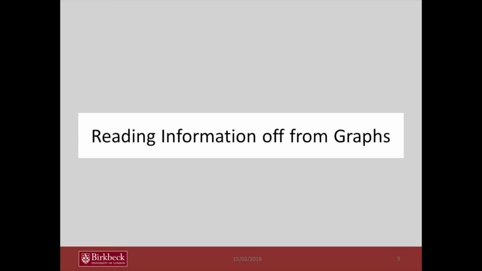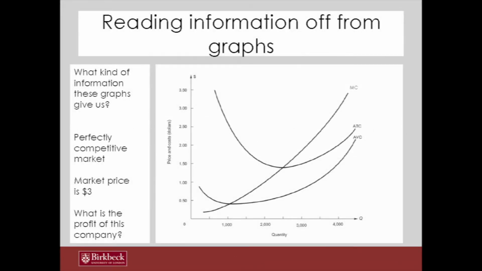So what I would like to talk about in the last slide is how we can read information off from a graph. Now, so far we only looked at linear graphs, but not everything in real life is linear. You will find that most of the graphs are actually not linear. There is some kind of curves. Now, what kind of information can we see in this particular graph?